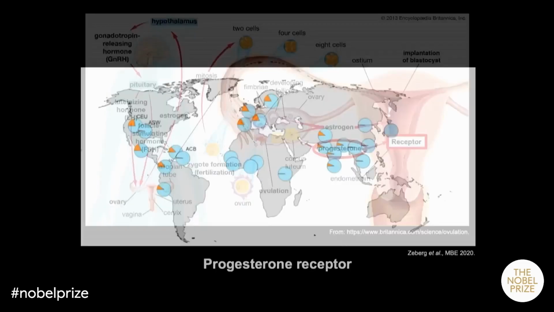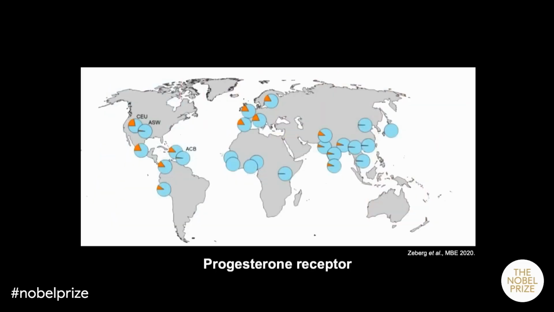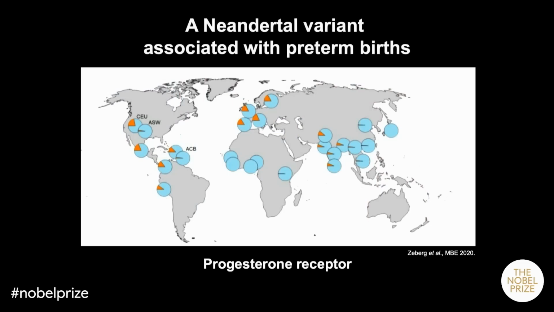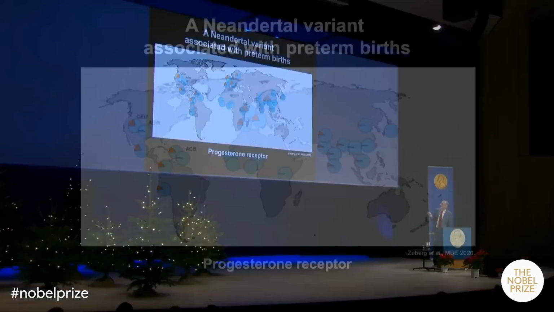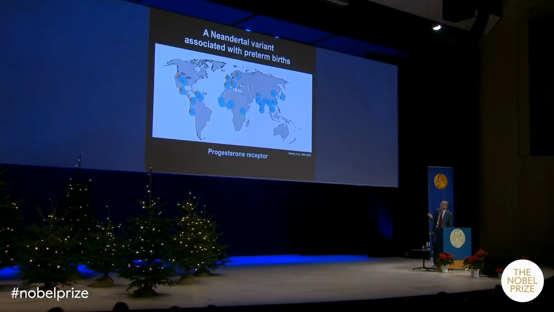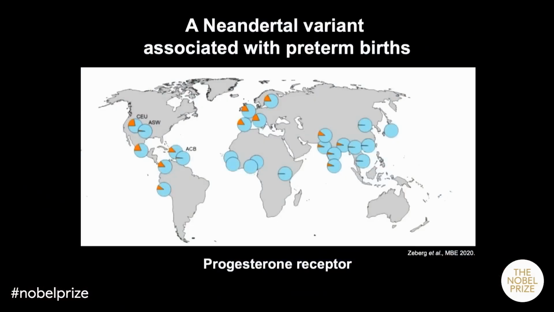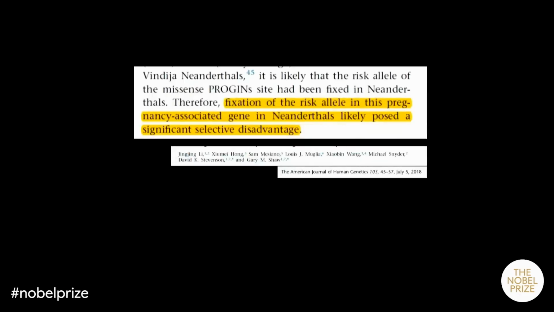It was already known that there is a variant of the progesterone receptor that exists that's associated with preterm births, so premature babies. What is striking is then that this variant exists hardly at all in Africa, but does occur in populations outside Africa. Wherever you see this distribution, it's very likely that it actually comes from Neanderthals. And when people noticed this, it was then even suggested that this may be a selective disadvantage of Neanderthals, to have premature babies that are, of course, at risk to die.